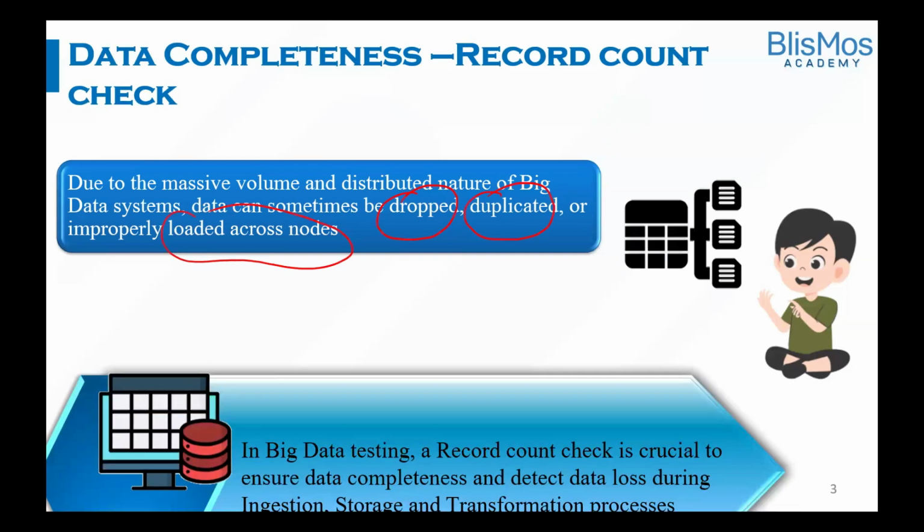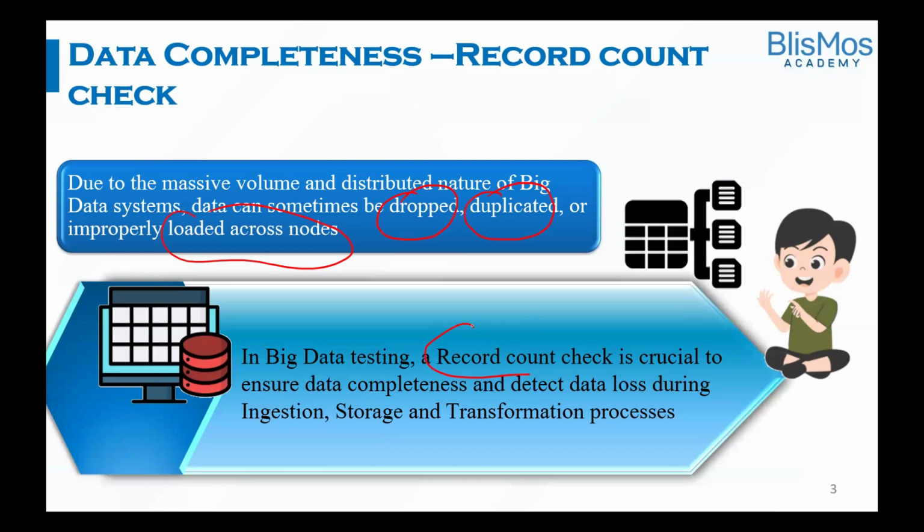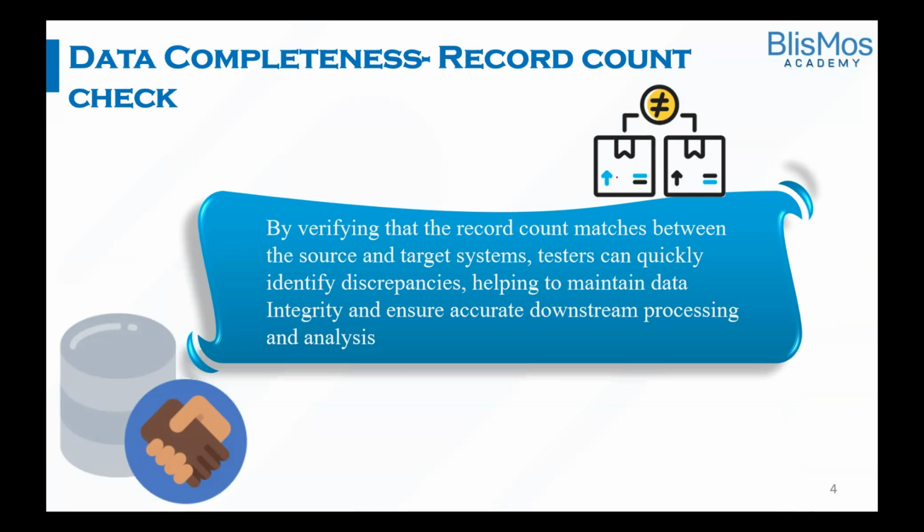So, as a part of big data testing, record count check is very important. Through that, we will ensure the data is complete across the ingestion, storage, and transformation processes. By verifying the record count matches between the source and target systems, we will identify if there are any discrepancies, so that data integrity is maintained, which in turn will ensure the downstream applications are consuming the right data at the right time.